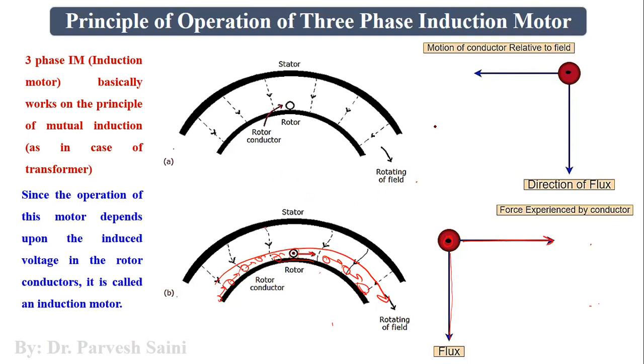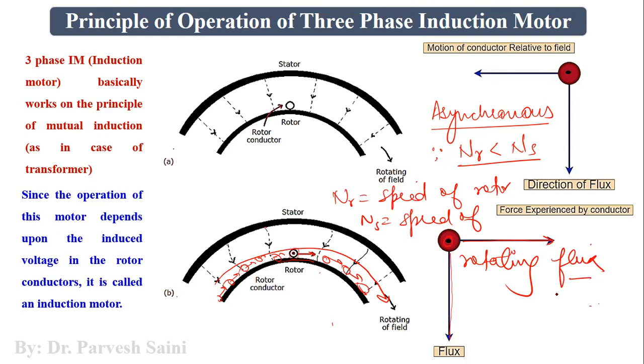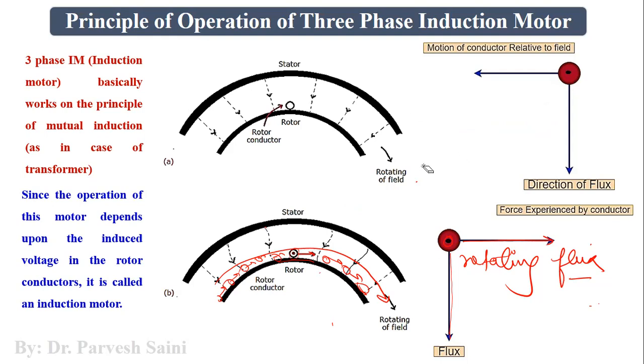Now why do we call it an asynchronous motor? The reason is that the speed of the rotor is always less than the speed of the magnetic field, where nr is the speed of rotor and ns is the speed of rotating flux, right? So this is how we get the rotation of the three-phase induction motor.